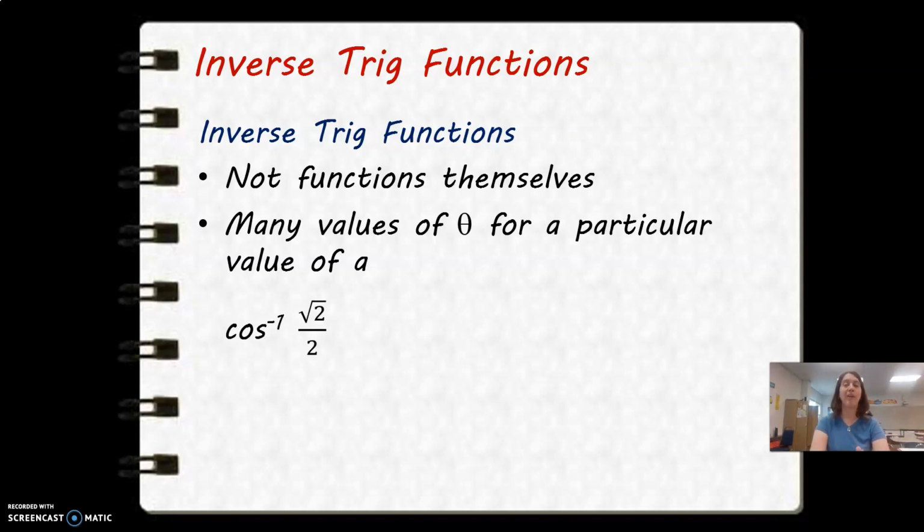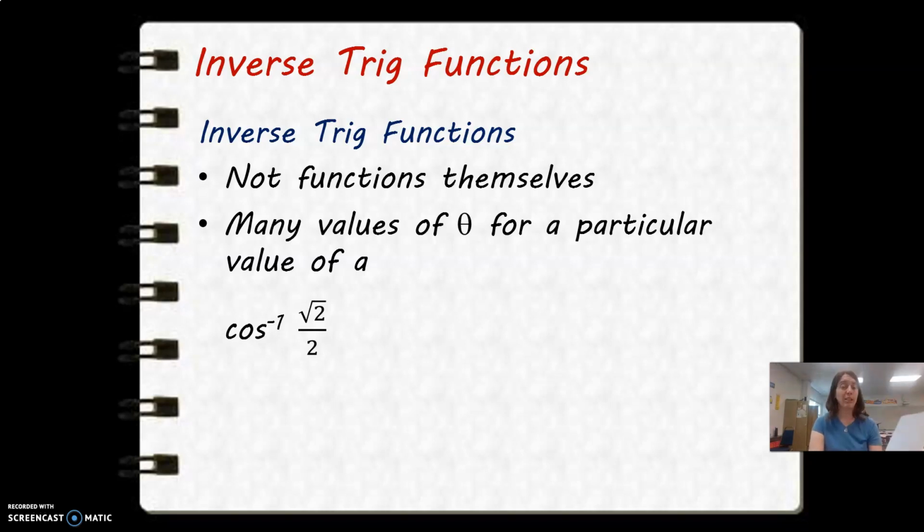For example, if I said cosine inverse of root 2 over 2, well, what does that question mean? I am looking for the angle that would give me that ratio for cosine. Well, I'm going to use my circle to help me locate that. What was my definition of cosine? That was the x. So I'm going to look at my circle and locate where I see a root 2 over 2 for the x.